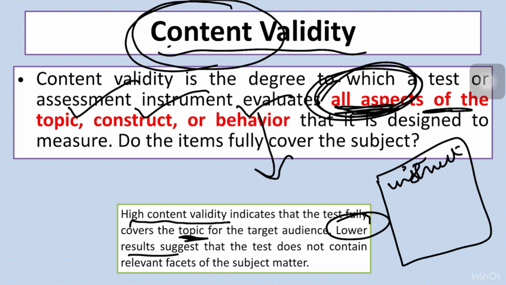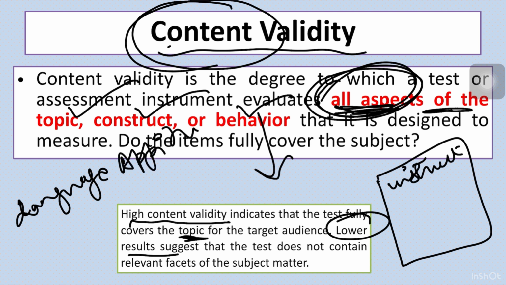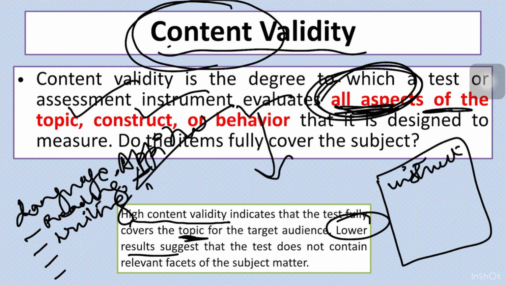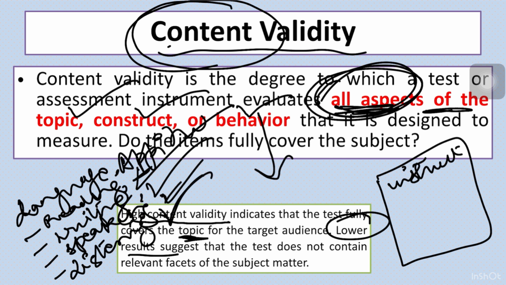Now, if I want to measure the language aptitude of a person, I say that there are 4 aspects over here. First aspect could be reading. A person should be efficient in reading that language. Then we have writing. A person can accurately write that language. Then we have speaking, whether a person can speak that language or not. And last is listening, how well he understands the language.